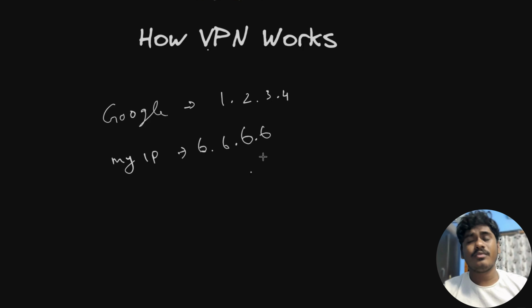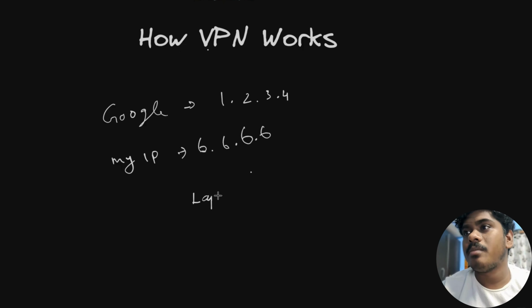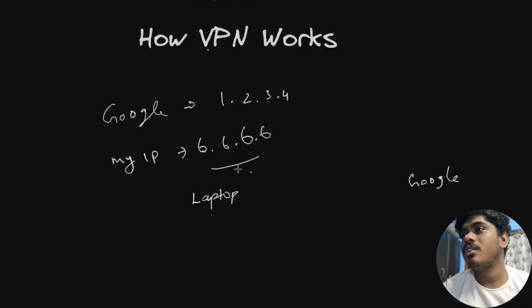I'm going to skip the NAT for simplicity. Normally, with no VPN, your client sends the SYN segment to port 80, which goes into the IP packet with a destination of Google 1.2.3.4, and your source is 6.6.6.6. And at the same time, Google replies directly to your destination IP, 6.6.6.6, whether it's your laptop or mobile. This is your IP, and this is the Google IP.